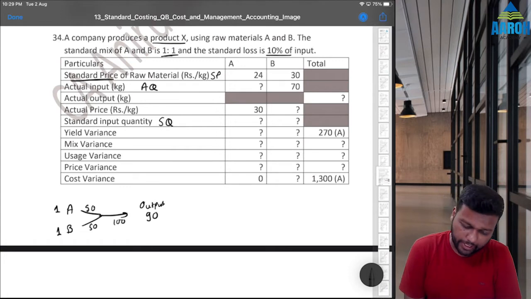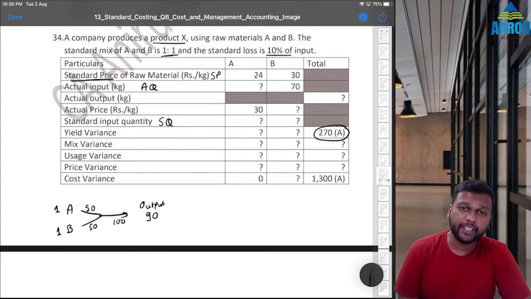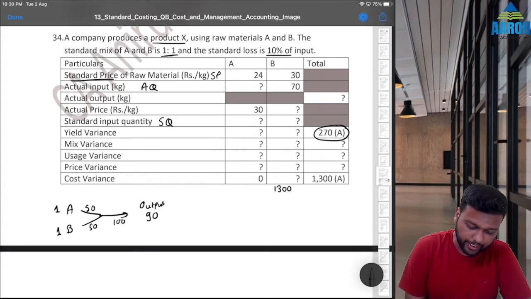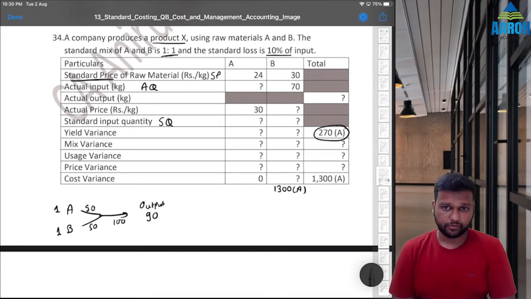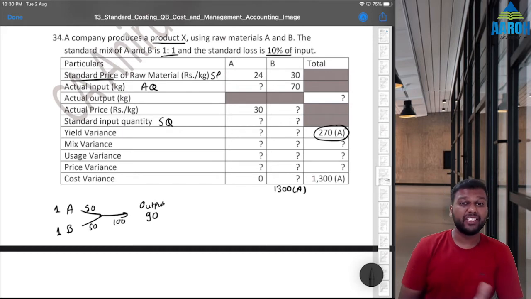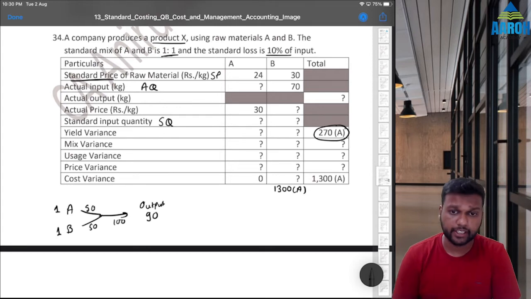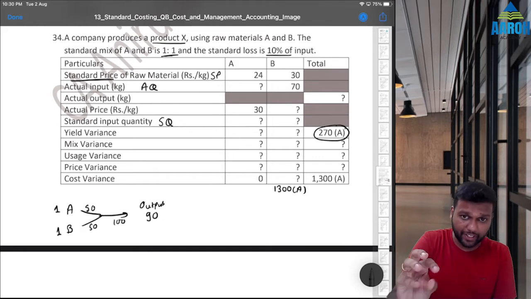Yield variance is given only in total. Mix variance not given. Usage variance not given. Price variance not given. Cost variance, they are saying for A it is 0 and total is 1300 adverse. That means for B also it must be 1300 adverse, right? That was easy. Now these kind of missing figure questions are very common these days. Like 1.5 years back, there was a very difficult question of labor, missing figure question in inter exam. So you should be ready to face such questions, and they will give you marks also, because once you get 1 or 2 key figures, you will get everything.